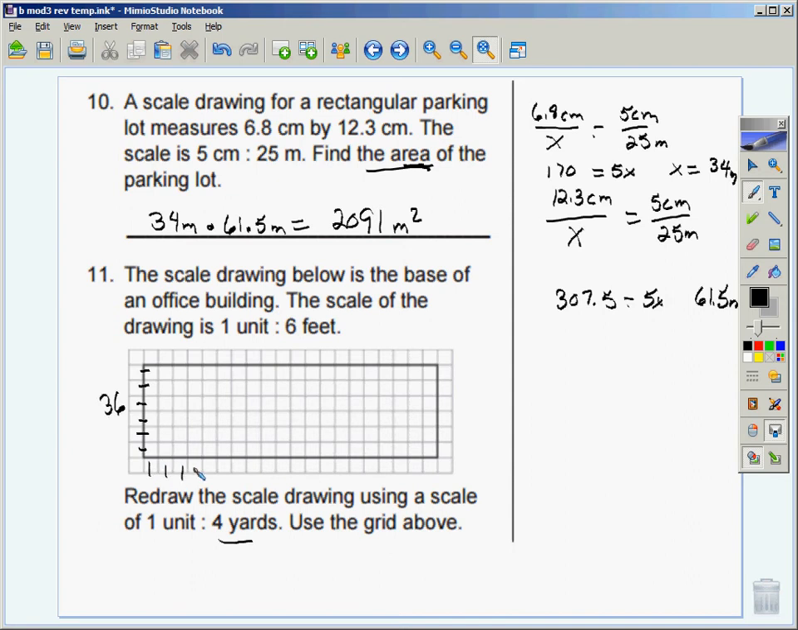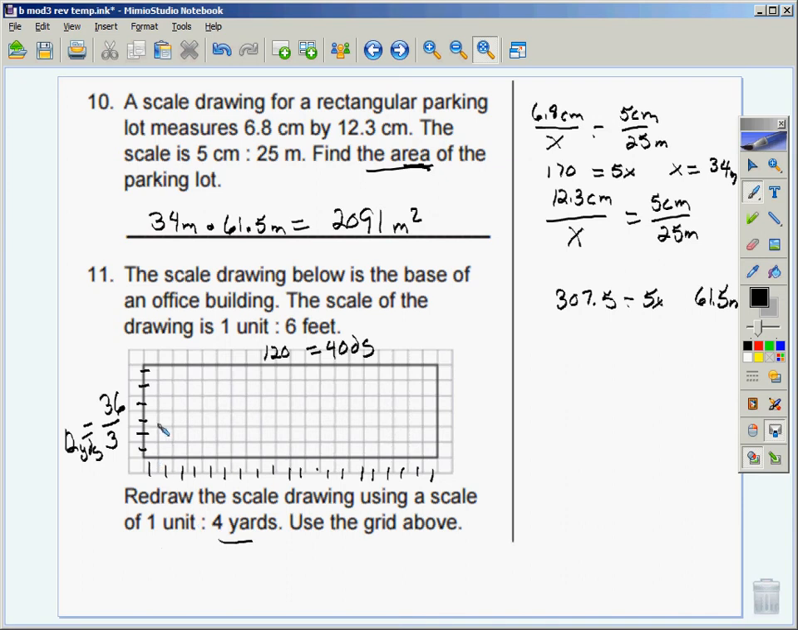1, 2, 3, 4, 5, 6, 7, 8, 9, 10, 11, 12, 13, 14, 15, 16, 17, 18, 19, 20. 20 times 6 would have been 120. I want to take each one of those numbers and divide it by 3 to convert it to yards. 36 divided by 3 would give me 12 yards. 120 divided by 3 would give me 40 yards. They want 1 unit for 4 yards, so I'd take the 12 divided by 4.